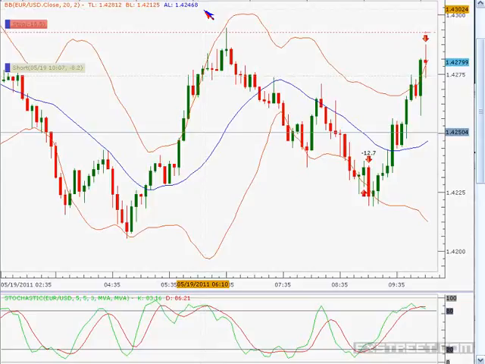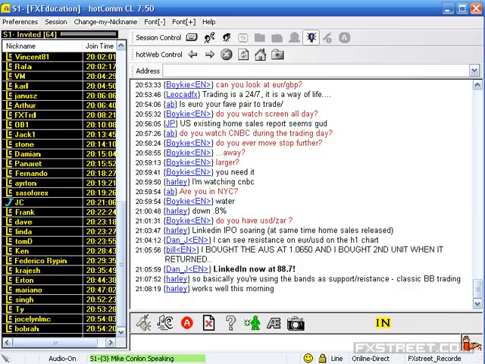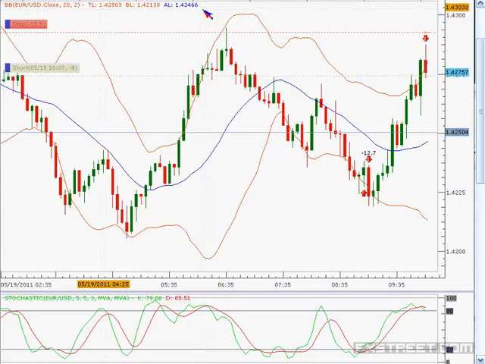Harley, so basically I'm using the bands as support and resistance, classic Bollinger Band trading. Yeah, I do use the bands as support and resistance, but I also use price levels, swing highs, swing lows as well to try and figure it out. The bands just show me sometimes when we hit those oversold, overbought areas. And no, let's see, works well this morning. Well, I guess it works well for somebody else perhaps.